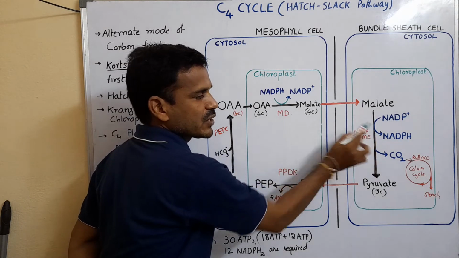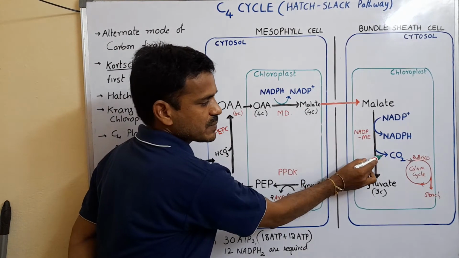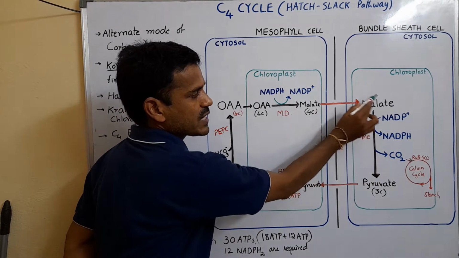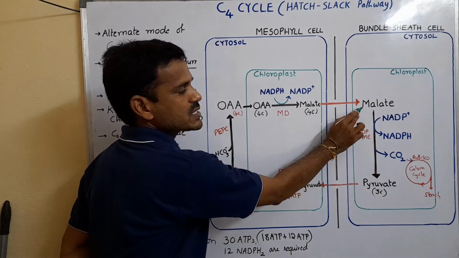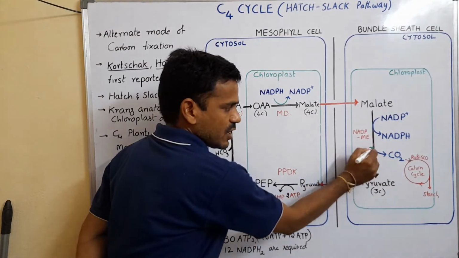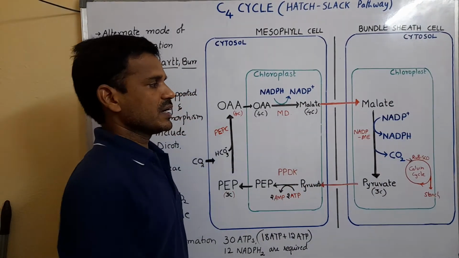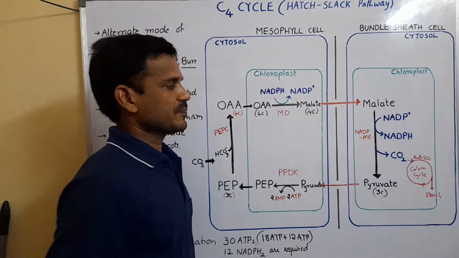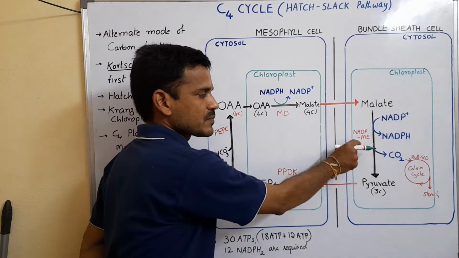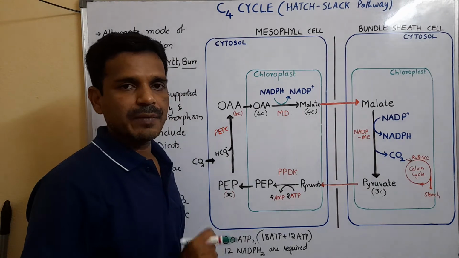NADP plus is converted into NADPH. Next, one decarboxylation step is also taking place. One carbon dioxide is removed, so it is a 4-carbon compound. One carbon dioxide is removed, and it is a decarboxylation step. This step is catalyzed by NADP malic enzyme. So in the decarboxylation, this enzyme involved is NADP malic enzyme.